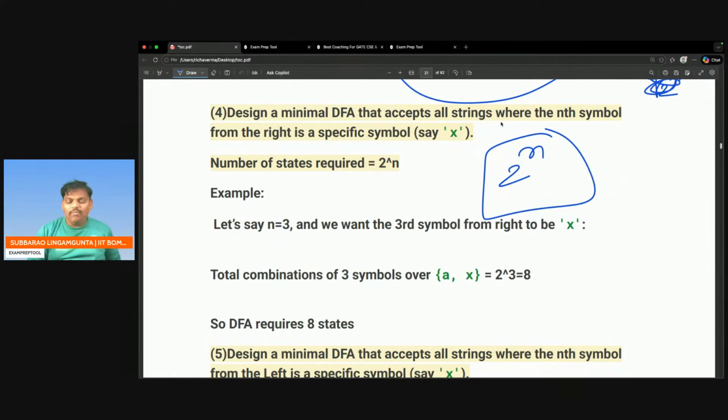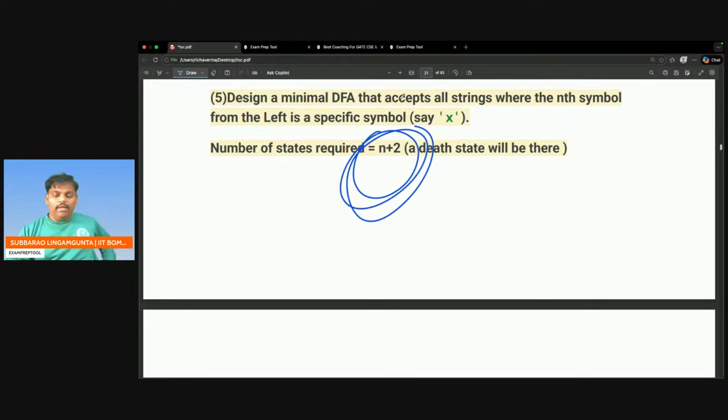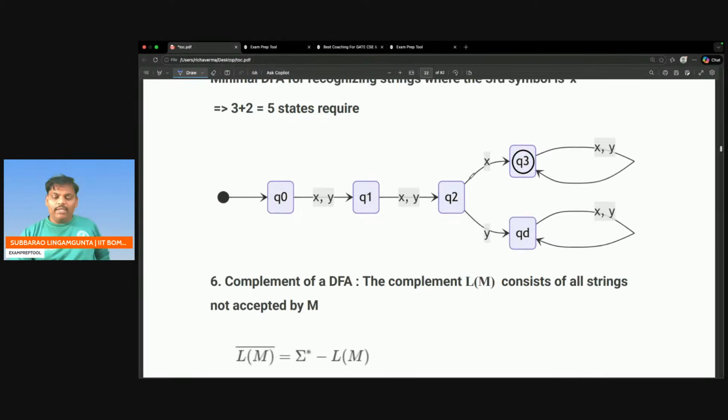One excellent diagram will come, right? In the classroom, we have done many things. For the nth symbol from the right-hand side being x, we need 2 power n states. For the nth symbol from the left-hand side, that is a very small diagram, n plus 2 states, because for length n, n plus 1 states are required, and one more for the dead state. The nth symbol from the left-hand side is n plus 2 states. The nth symbol from the right-hand side is 2 power n states.